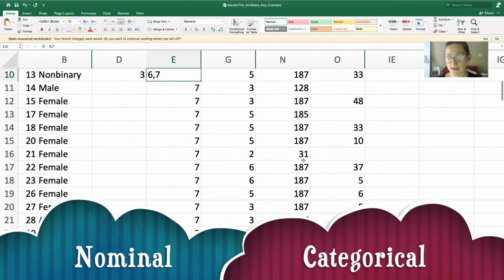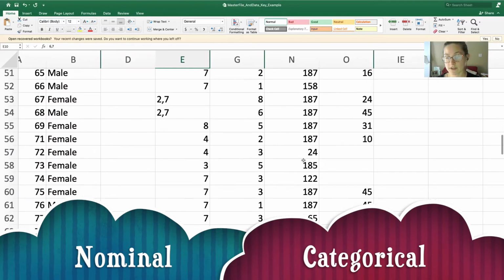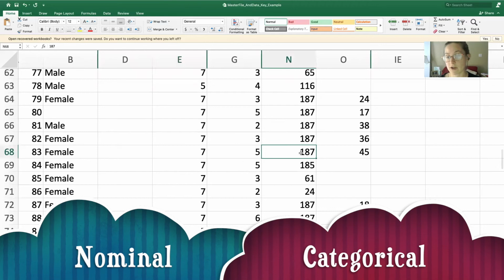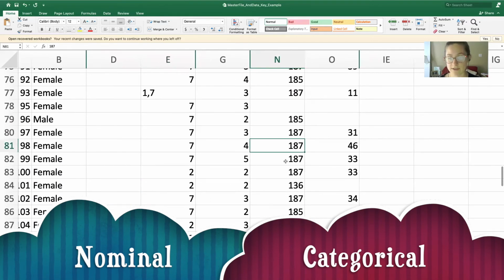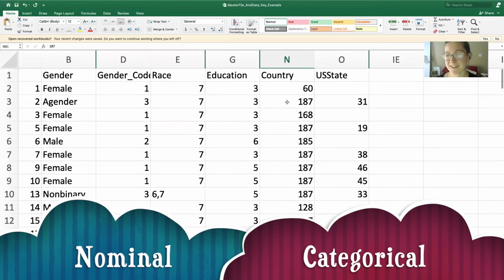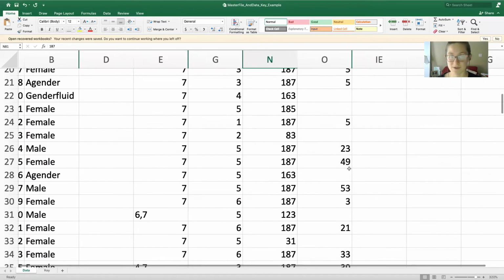Number 187, just from a long list of countries that were in alphabetical order, is the United States. And a lot of these others, I would have to go look up and see where they were on the list. But again, it wouldn't make sense to take an average of countries, right? So this number is not a real number, it's nominal data. And similarly, US state is also nominal data.